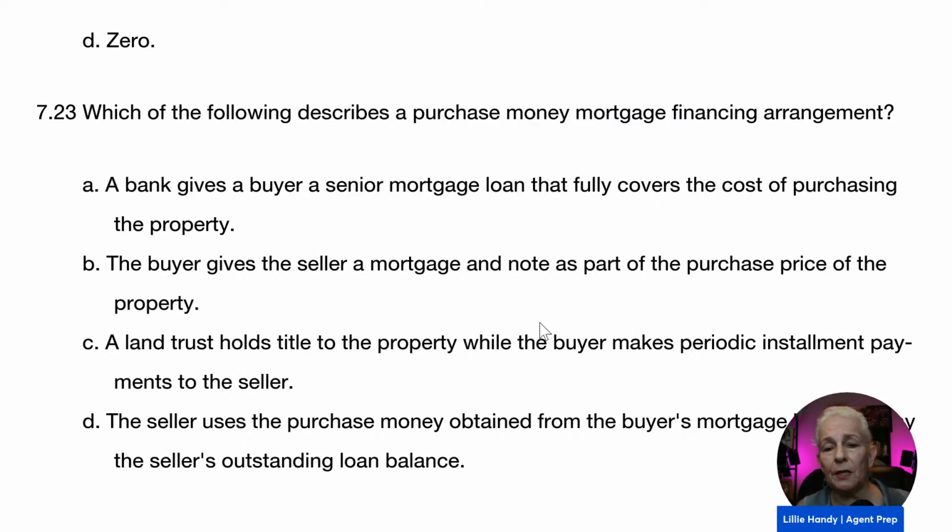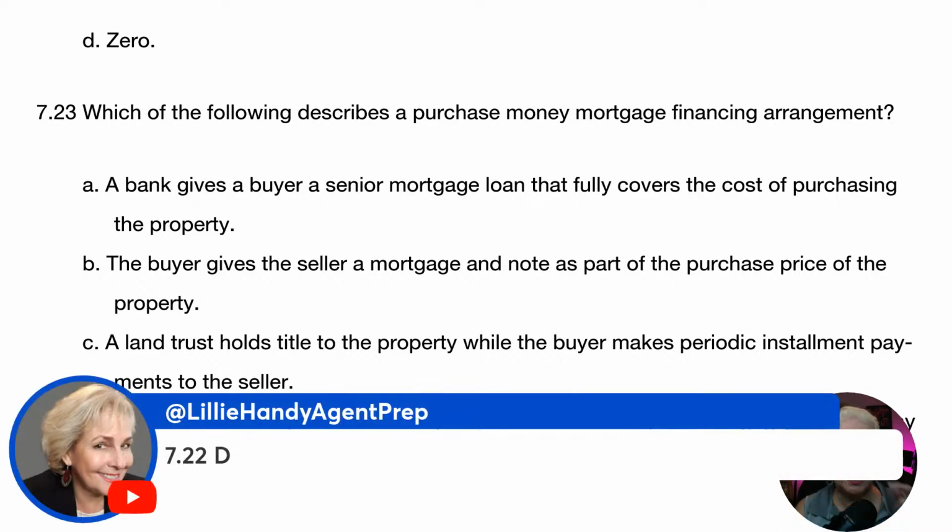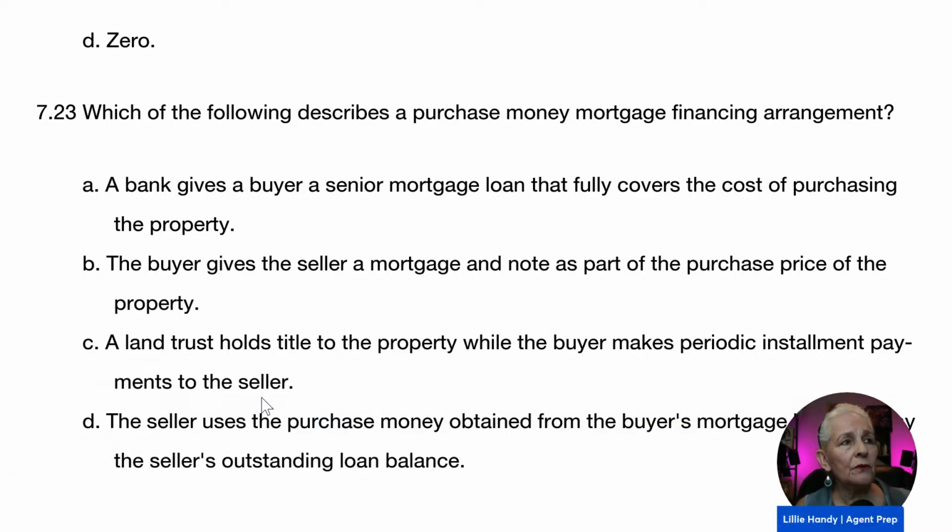Number 23. Let me make sure I show the answer. 722 was D. Which of the following describes a purchase money mortgage financing arrangement? What kind of a mortgage?